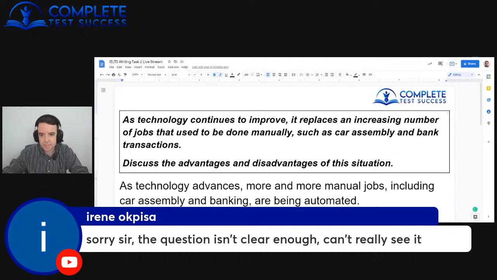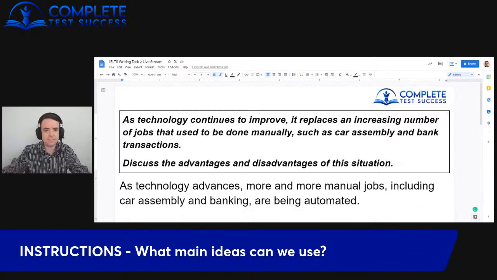Sorry, sir, the question isn't clear enough. Can't really see it. Could you try turning your phone sideways? What I found in the past is a lot of students, if they hold their phone this way, they can't see, but turn it sideways, you get the full screen. You should be able to see it better. I'm guessing that's the problem. But let me know if I'm wrong.